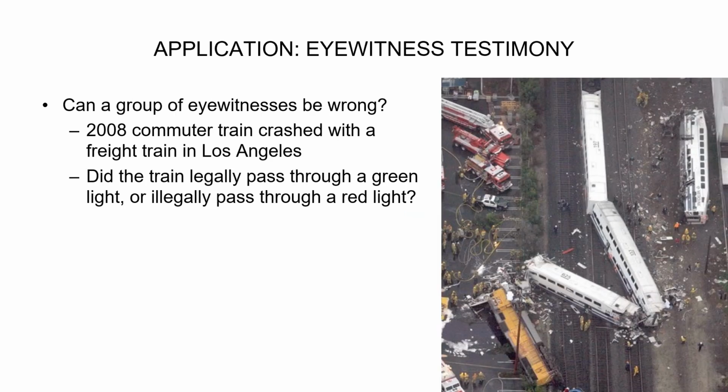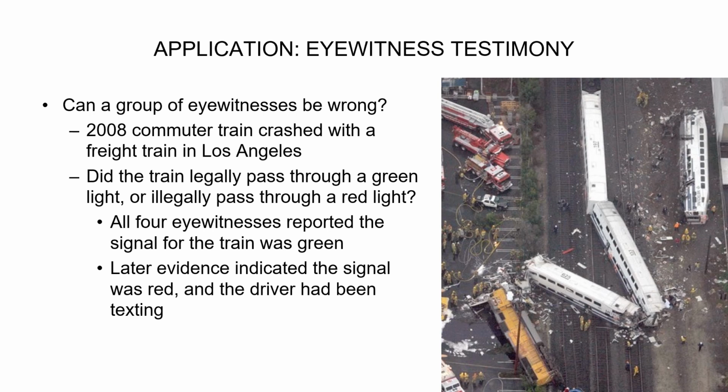We looked at one case where eyewitness testimony is wrong; here's another case, and this one's even more interesting. In 2008, a commuter train crashed with a freight train in LA. Did the train legally pass through a green light or illegally pass through a red light? Well, all 4 eyewitnesses reported that the signal for the train was green. Later evidence, though, video evidence that isn't eyewitness, indicated that the signal the train operator went through was red and that the driver had been texting. He was later found guilty of murder.